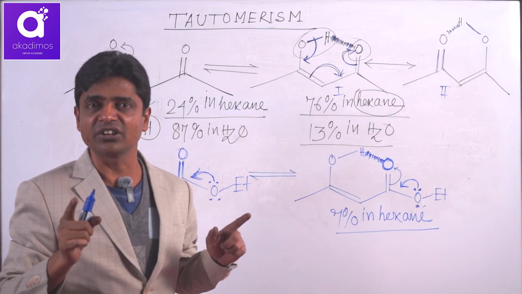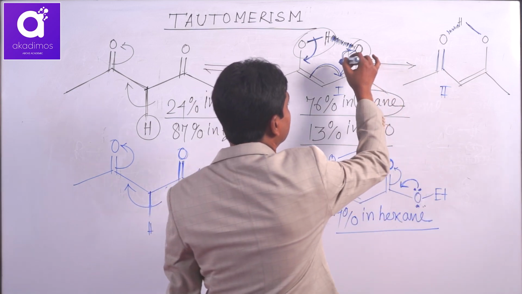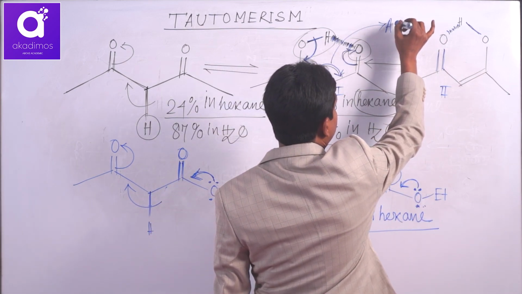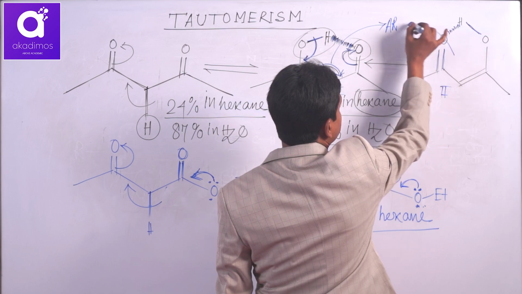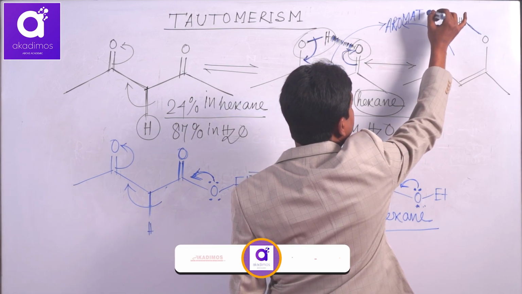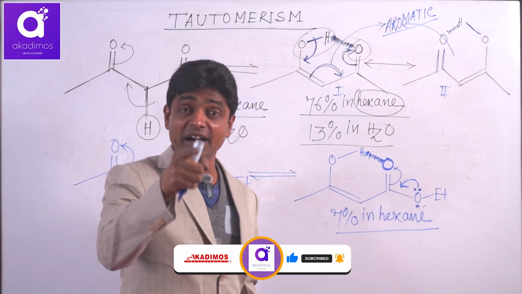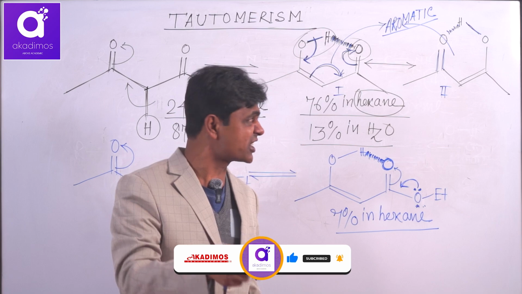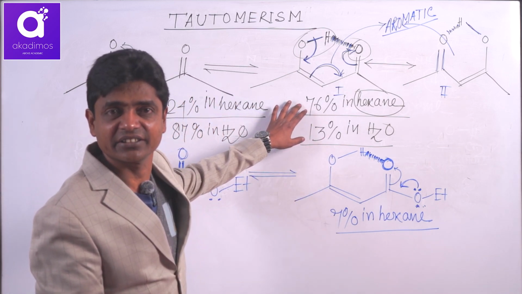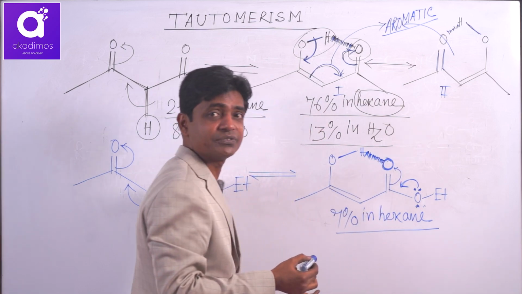You know, a 6-electron delocalized ring is an aromatic ring like benzene. That means this is an aromatic ring. The ring has aromatic character due to this conjugation. Remember, this aromatic character of the ring is responsible for the high percentage in hexane. But here the ring is not aromatic, although the hydrogen bond is effective.